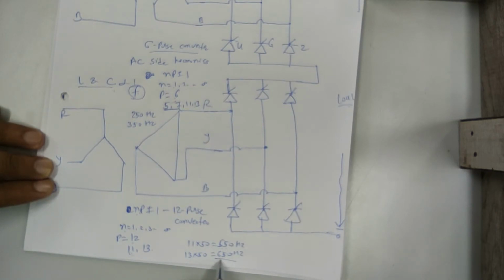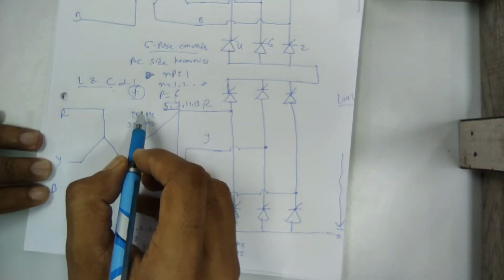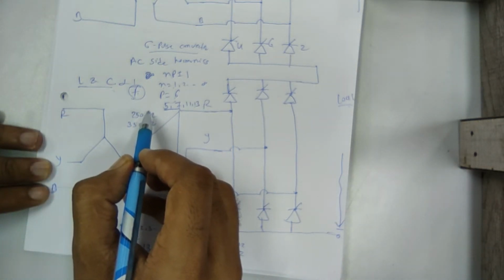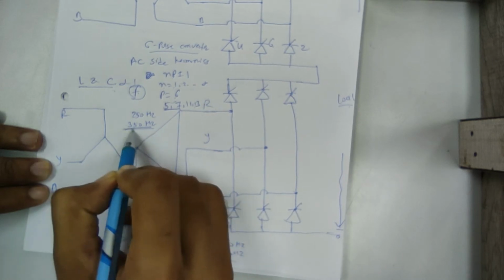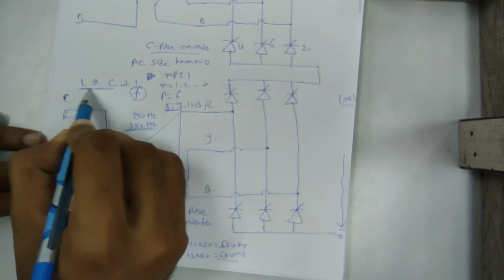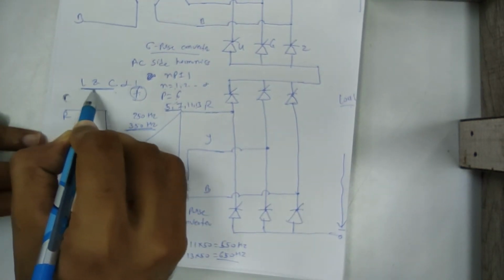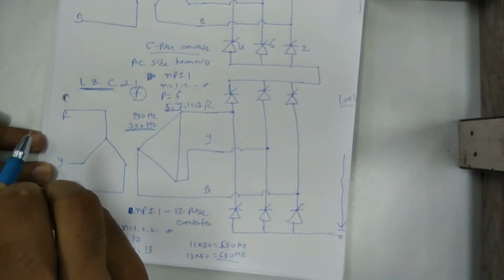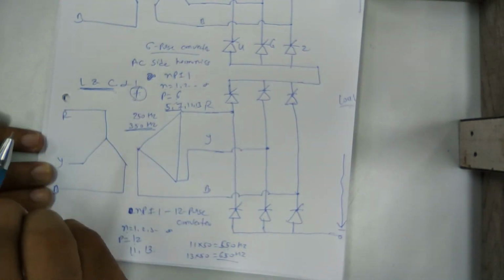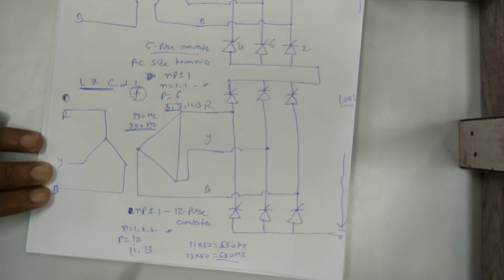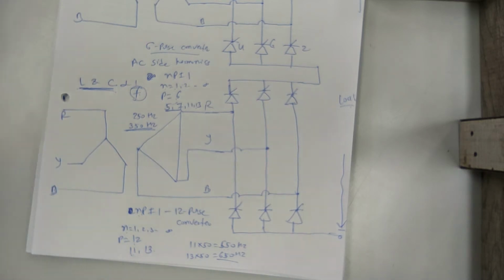So you can see that this harmonic frequency in the 12 pulse converter is more than the dominant harmonic frequency in the 6 pulse converter. So that's why in multiple bridge converters we require a small size of filter, because L and C are inversely proportional to the frequency. So I hope you understand why we require the multipulse converters.